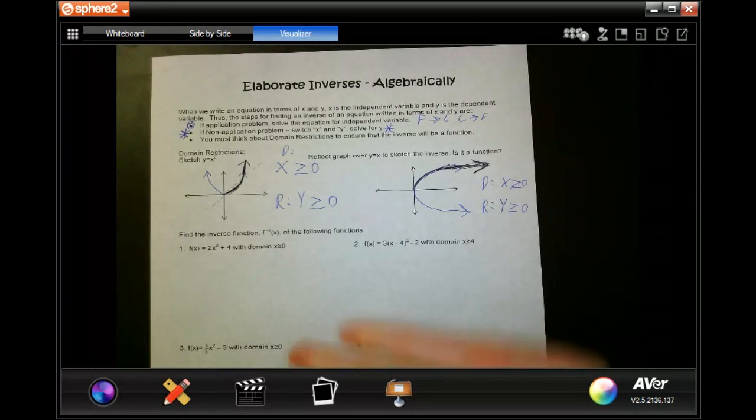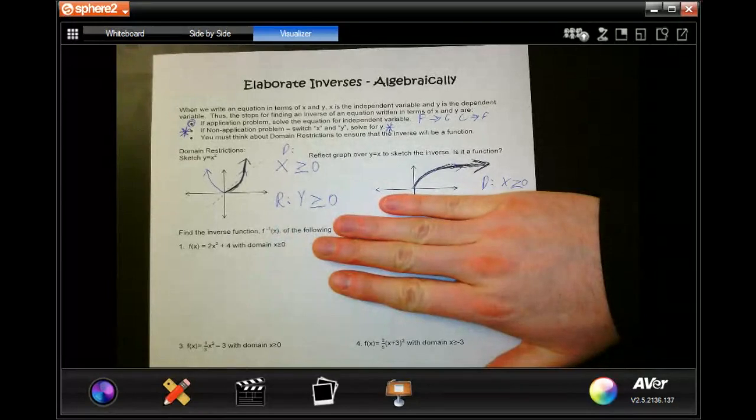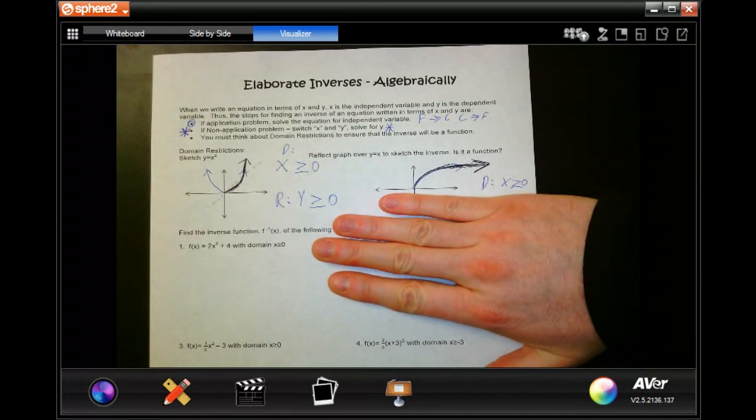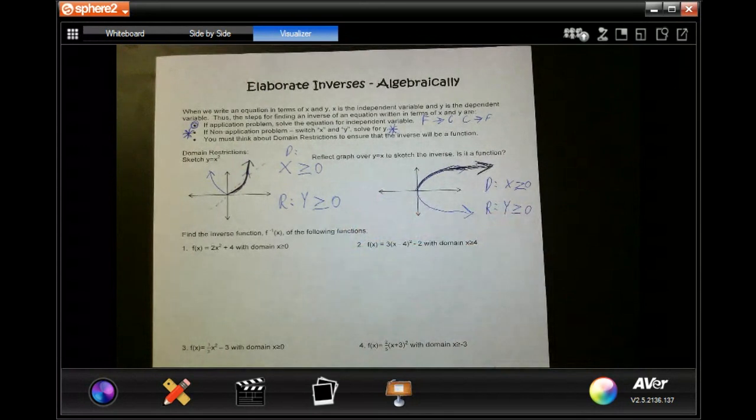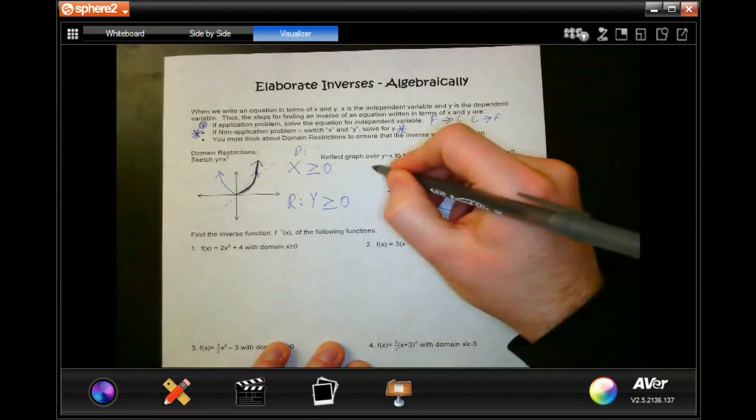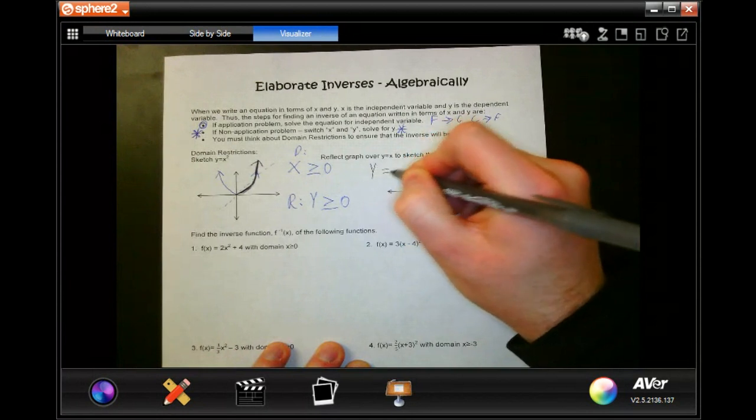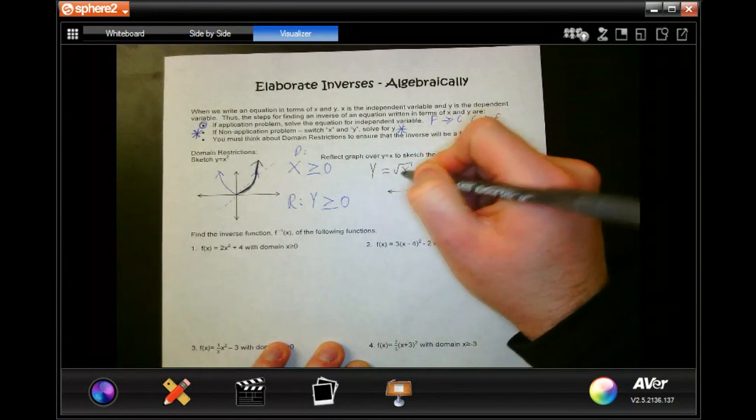So what function is pictured here? Put it in the chat box. Well, what is the inverse? What is the inverse of x squared? It's going to be, let's write our equation, y equals the square root of x.